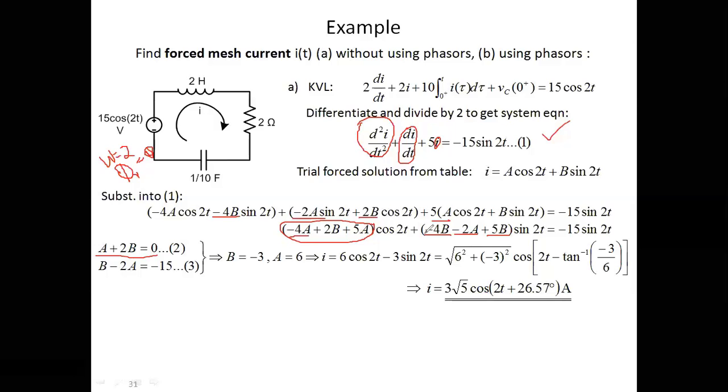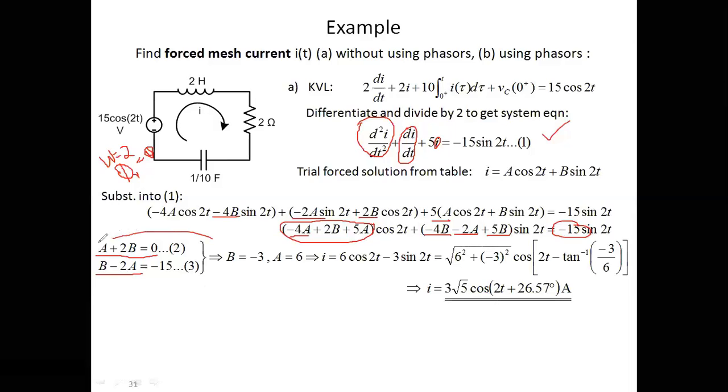Okay, you look for the coefficient of sine. Minus 4b plus 5b here will give us just b. So 5b minus 4b is b. We have b minus 2a, as you can see here. Then what is the coefficient of sine 2t here? It will be minus 15. So you equate that to minus 15, and you get b minus 2a equal to minus 15.